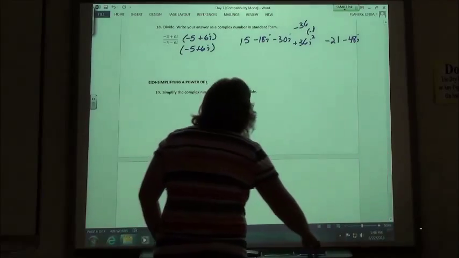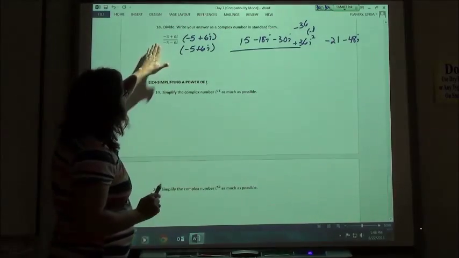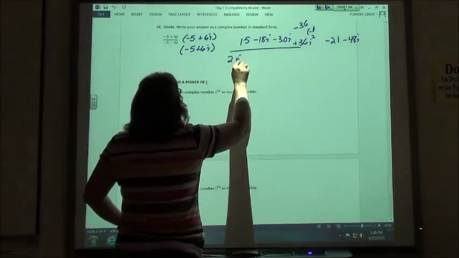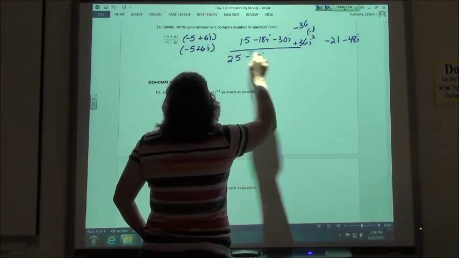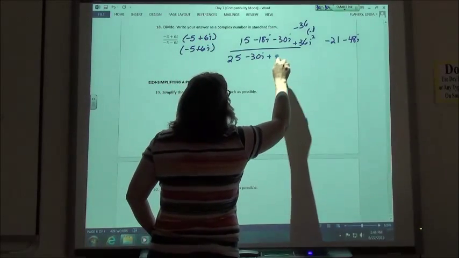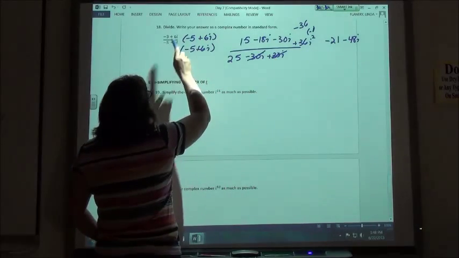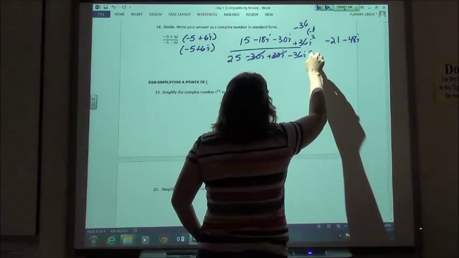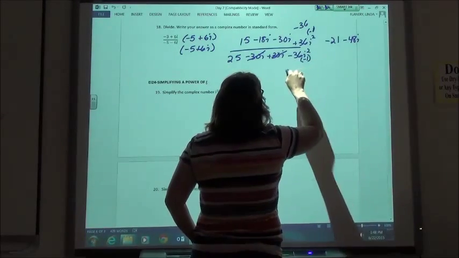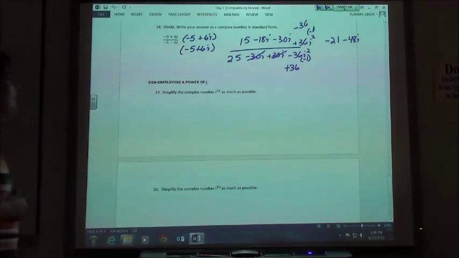Okay, on the bottom, see if my board behaves. Negative 5 times negative 5 is 25. My outside product is negative 30i. My inside product is positive 30i. Those are opposites, so they cancel. Negative 6i times a positive 6i is a negative 36i squared. So when I put in my negative 1, I get a positive 36. So 25 plus 36 would be 61.